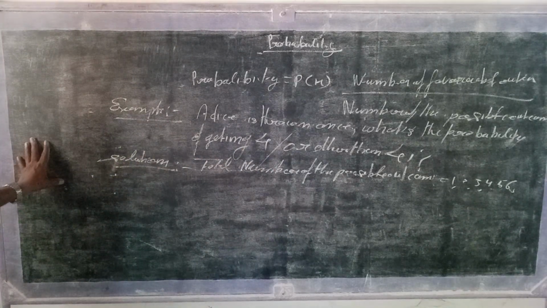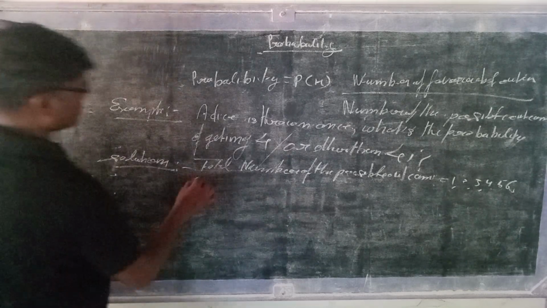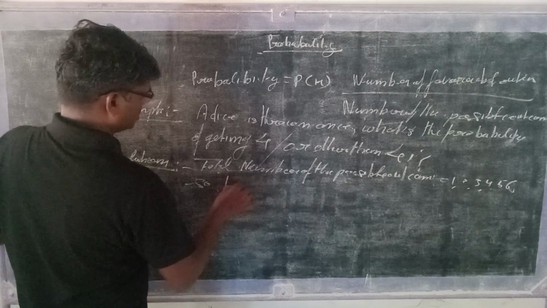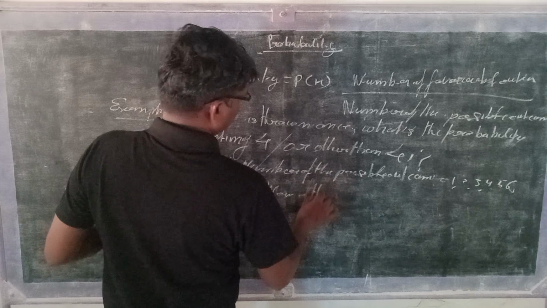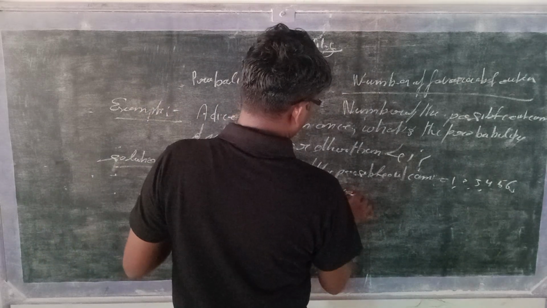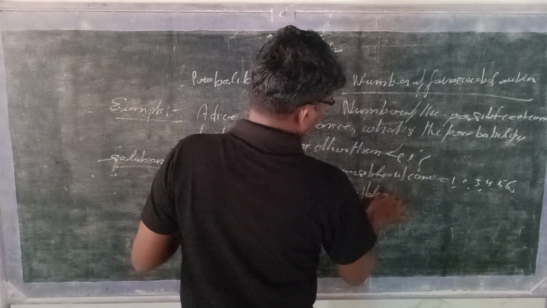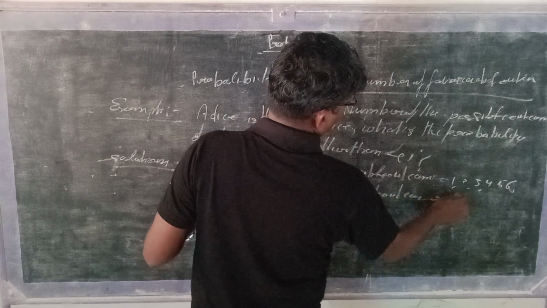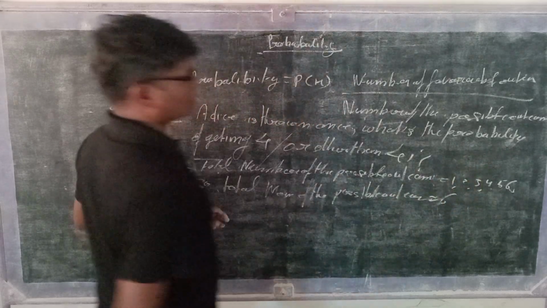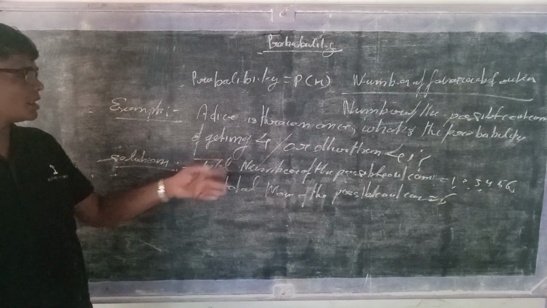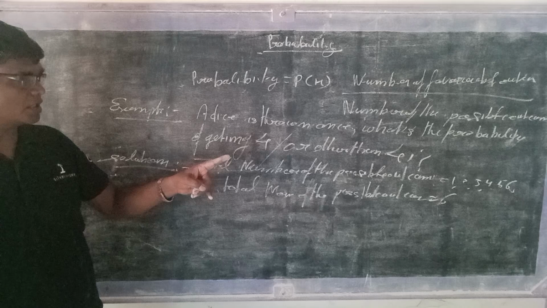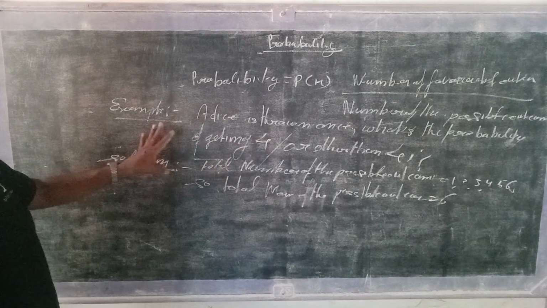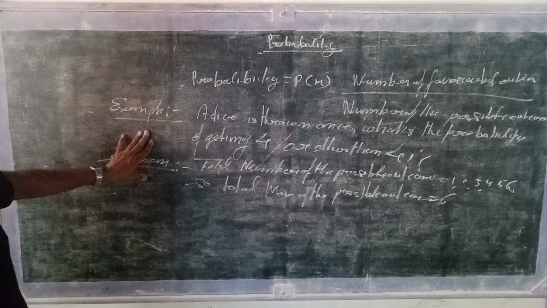And after that, the total number of possible outcomes is equal to 6. The total number of possible outcomes here is 6, and 1, 2, 3, 4, 5, 6 are the faces of the dice where the numbers are marked.